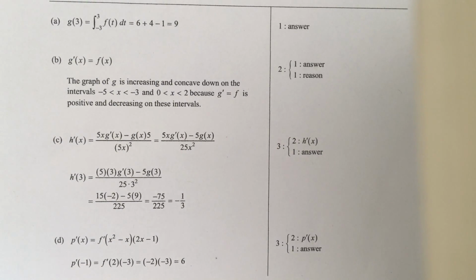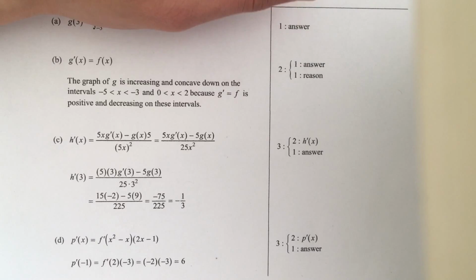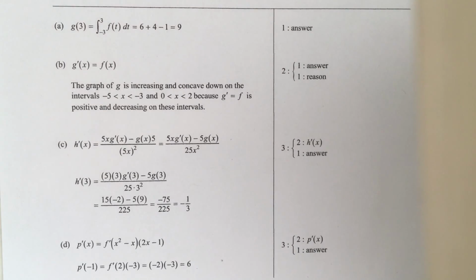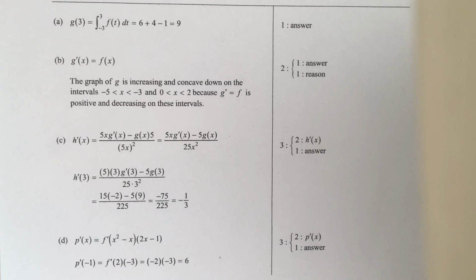So overall, this is not a very challenging problem. There's not too much going on here. The real things that you need to recognize is that the derivative of g is f. You need to recognize that you're using quotient rule. You need to recognize negative areas. And you need to recognize that you're using chain rule in part D.